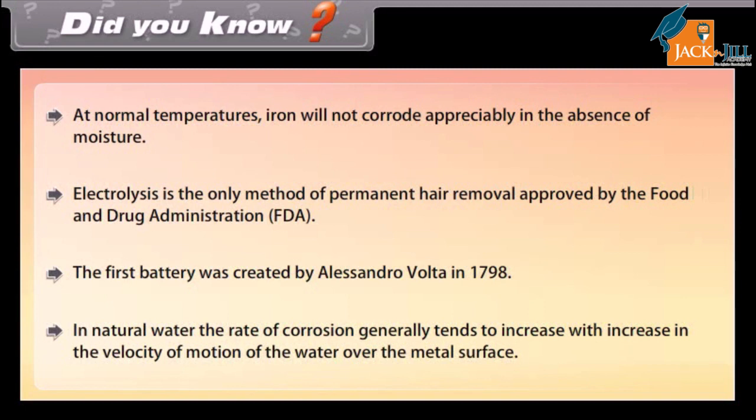In natural waters, the rate of corrosion generally tends to increase with increase in the velocity of motion of the water over the metal surface.